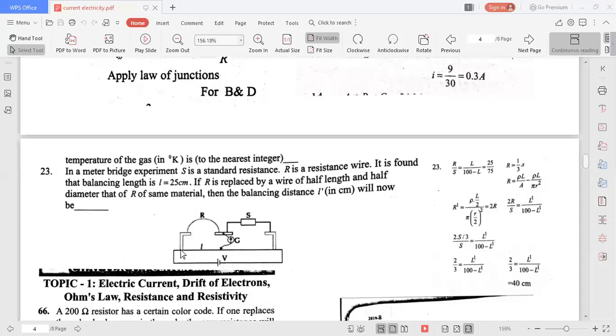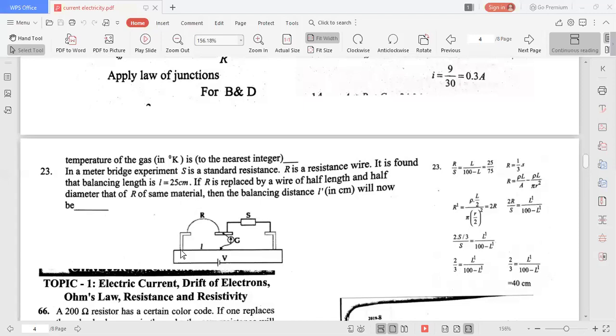Whenever the resistance in the left gap, that means instead of this wire R, it is replaced by another wire whose length is half this wire. Suppose the resistance of this wire is imagined as R. So R is equal to rho into L by area of cross section. We can write now that is equal to rho L by pi R square.